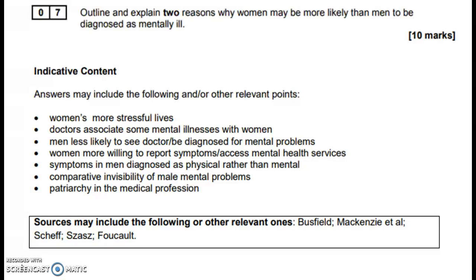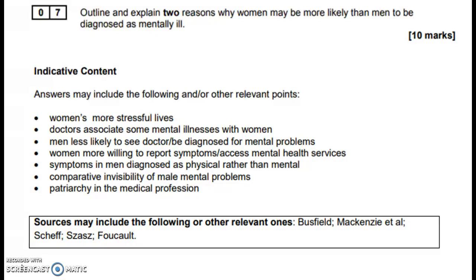Additionally, we see symptoms in men, as we've said before, being diagnosed as physical rather than mental, the idea that men are invisible in relation to mental illness, and also that the medical profession is patriarchal, and this is a feminist argument, of course. We tend to see therefore that perhaps the medical profession would put a label on women, perhaps to control them from the feminist perspective.